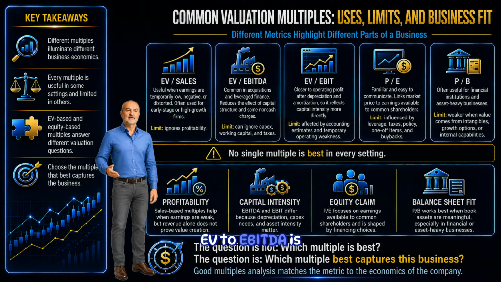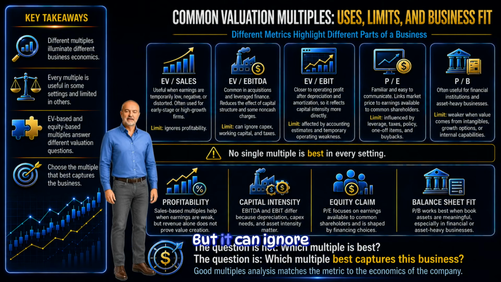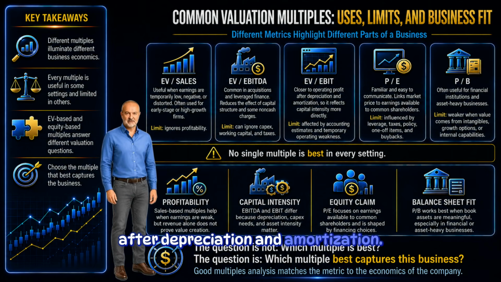EV to EBITDA is widely used in acquisitions and leveraged finance. It reduces the effect of capital structure and some non-cash accounting charges, but it can ignore capital expenditures, working capital needs, taxes, and differences in depreciation intensity. EV to EBIT moves closer to operating profit after depreciation and amortization. This makes it more sensitive to capital intensity, but it can still be affected by accounting estimates and temporary weakness in operating income. PE is familiar and easy to communicate.